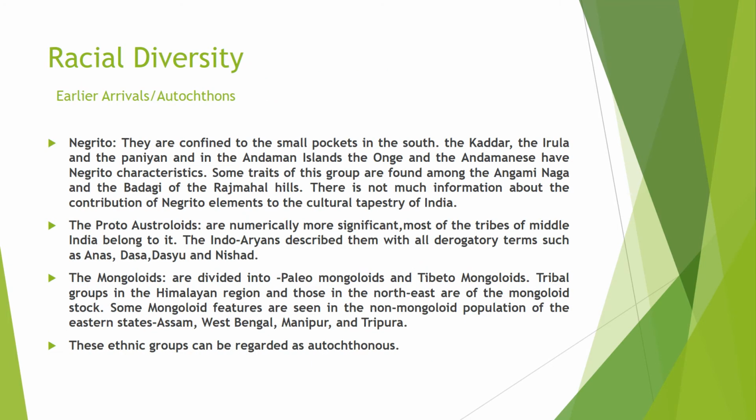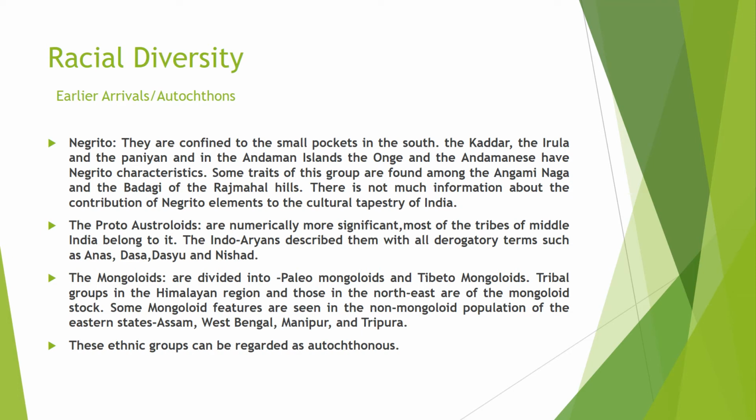Let us begin talking about each one of them in brief. The earliest arrivals or autochthons, according to B.S. Guha, are the Negrito, the Proto-Australoids, and the Mongoloids. The Negritos are confined to small pockets in the south: the Kadar, the Irula, the Paniyan. In the Andaman Islands, the Onge and Andamanese have Negrito characteristics. Some traits of this group are found among the Angami Nagas and the Badagas of the Rajmahal Hills. There is not much information about the contribution of Negrito elements to the cultural tapestry of India.